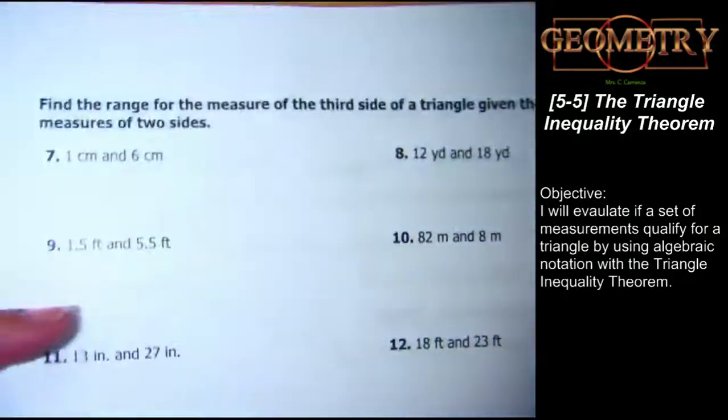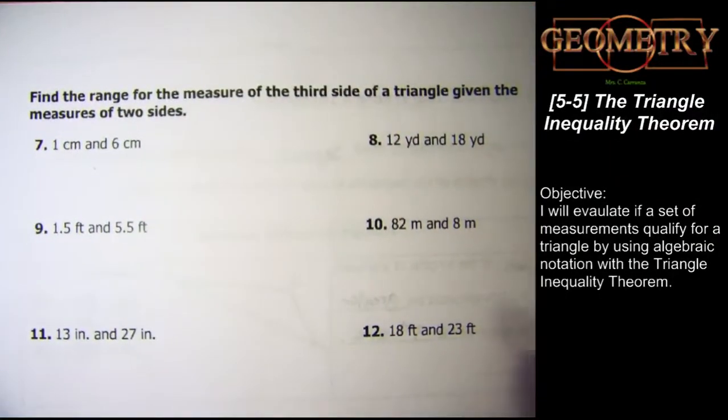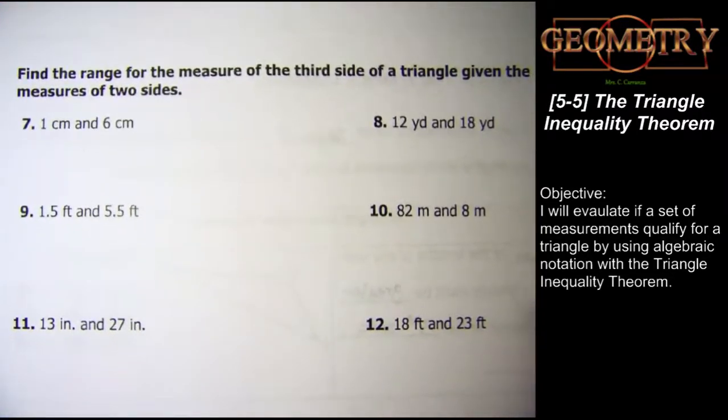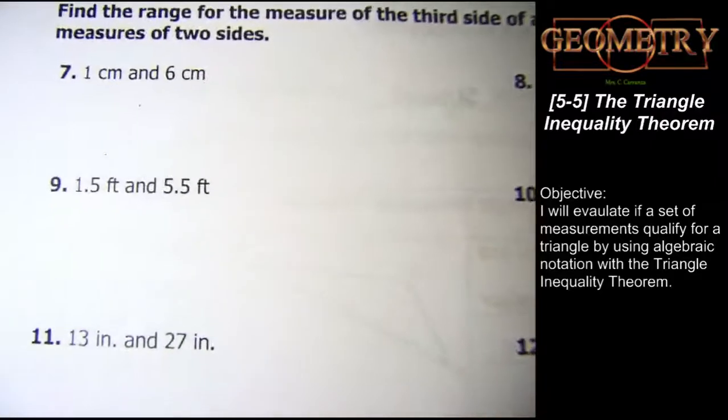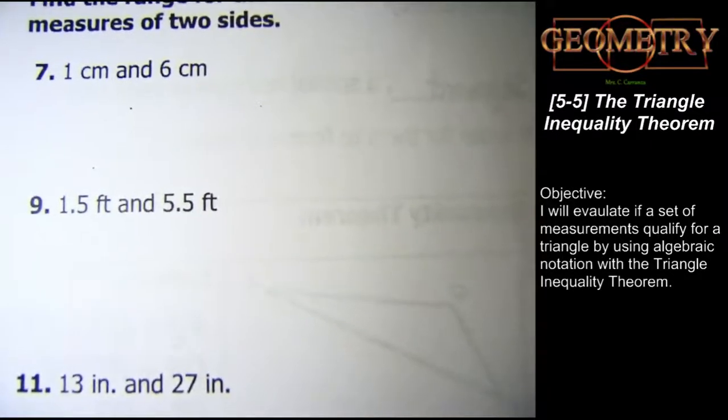The directions state, find the range of measures that the third side has to be in order for this to be a triangle. So find the range of measures of the third side of a triangle given the measures of two of its sides. So I'm going to start with number 7. We know that if I add two of the sides, it has to be bigger than the third side. And so I'm going to write that, but I don't know what the third side is, so I'm going to use a variable as a placeholder for the measure of the third side.